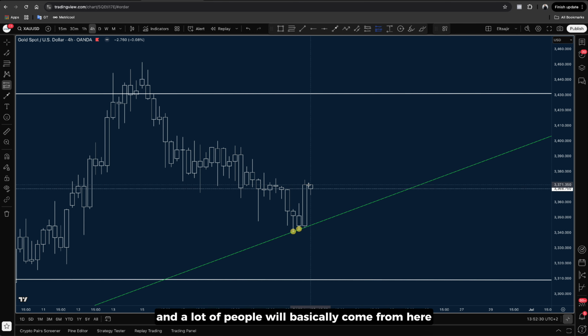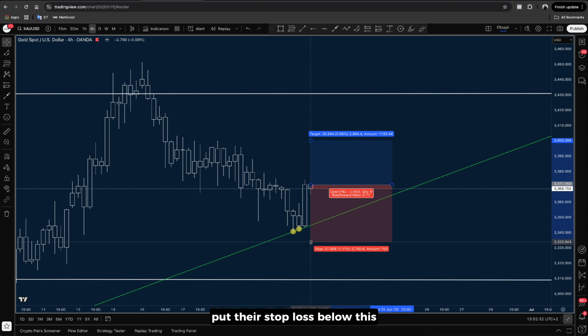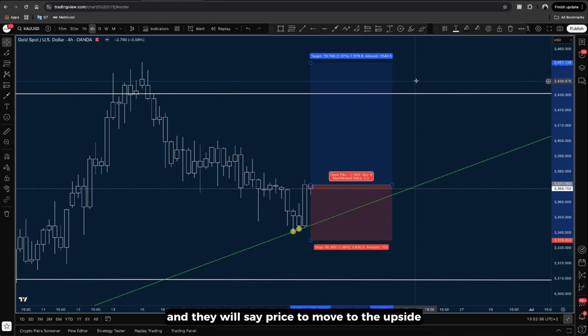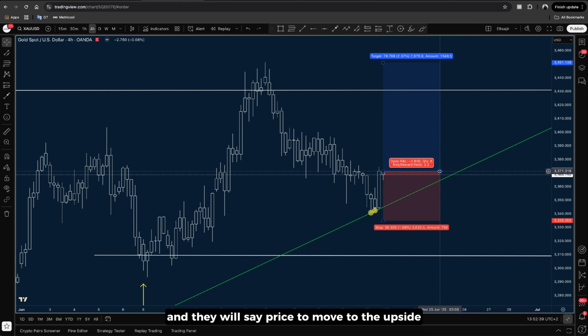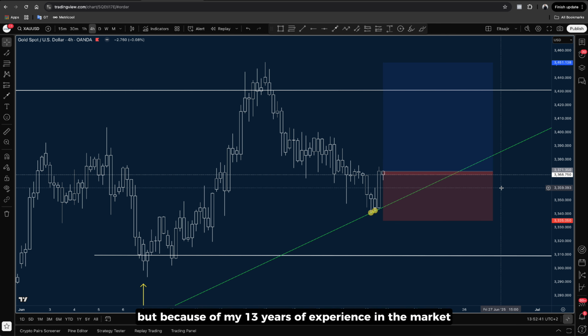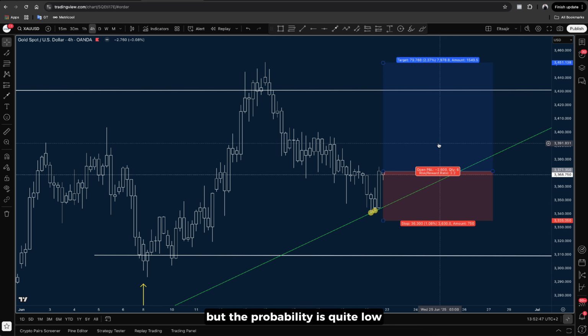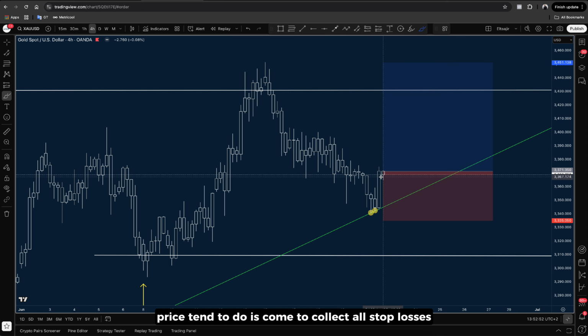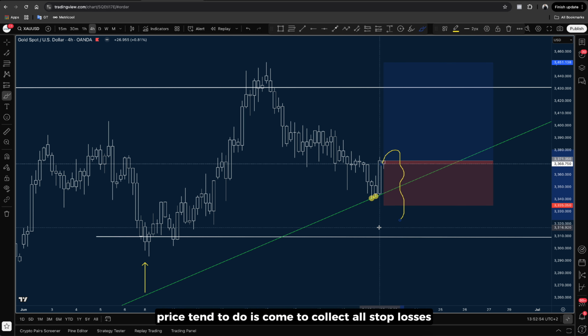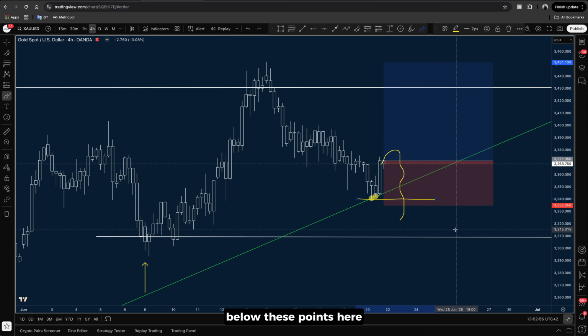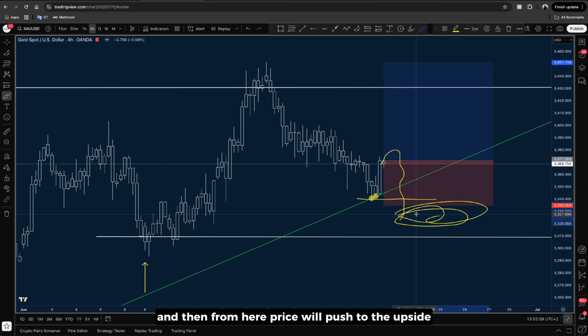A lot of people will come from here, put their stop loss below these lows here, and say price will move to the upside. That might happen, but because of my 13 years of experience in the market, I would tell you that might happen, but the probability is quite low. What price usually tends to do is come to collect all the stop losses below these points here, and then from here, price will push to the upside.